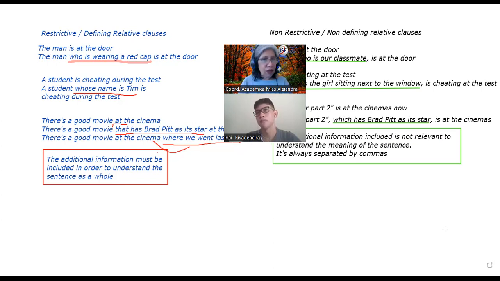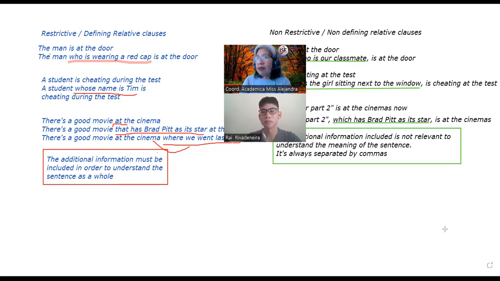Because if it is not included, there is a student is cheating during the test. Who's a student? Who is cheating? Or the man is at the door. Okay, who is that man? Why is that man important? The man who is my cousin is at the door. Okay, it is your cousin.